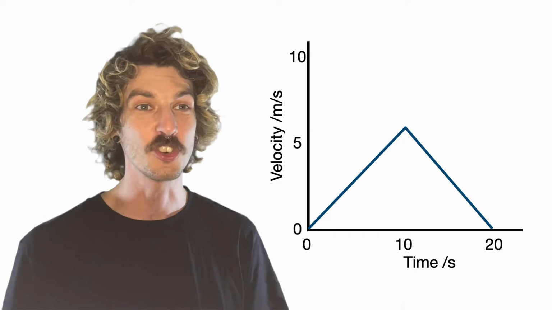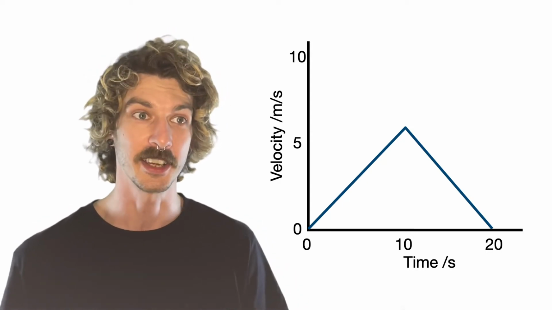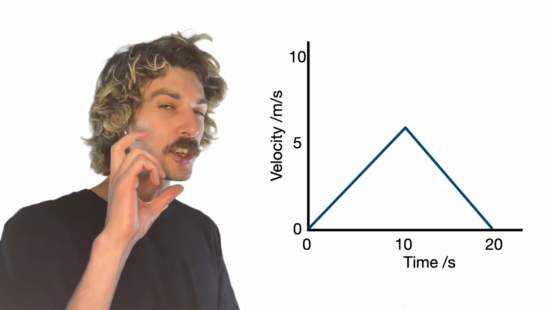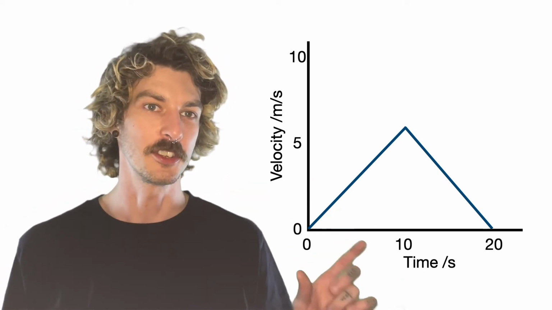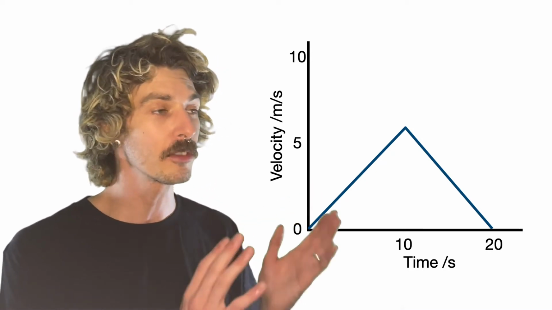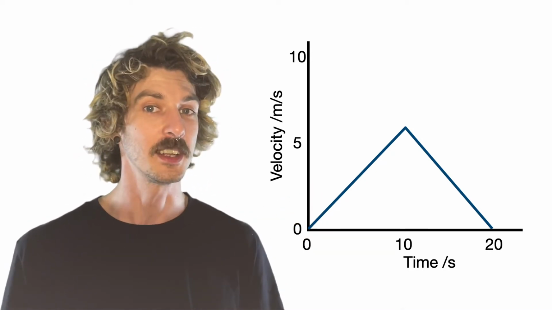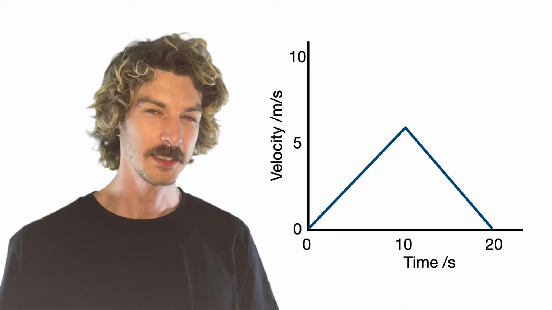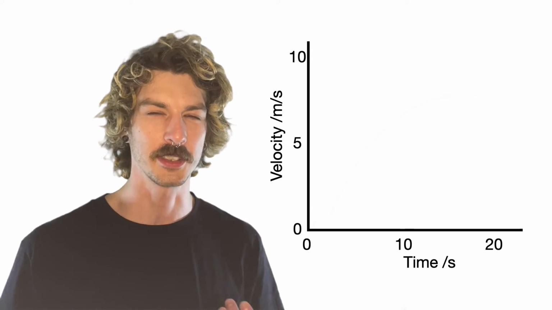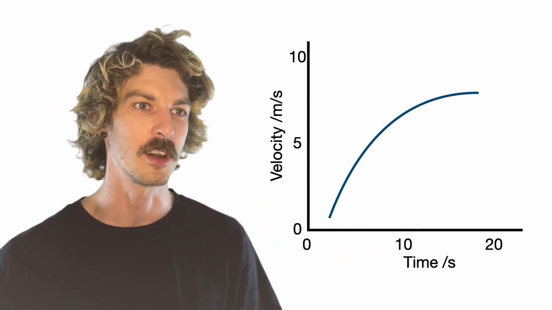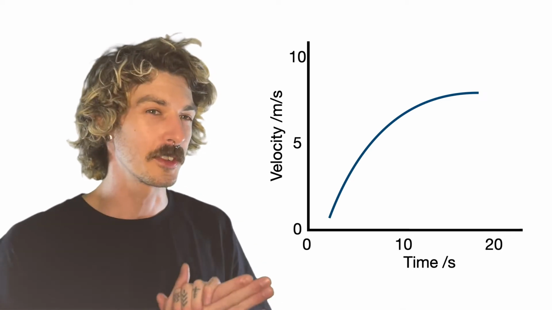Now, if we calculate the gradient of a velocity time graph by dividing the change in y values by the change in x values, we are then doing the change in velocity divided by the change in time. And that's the formula for acceleration. So when you've got a velocity time graph, the gradient is always going to tell you the acceleration of the object. This can get a little bit tricky when you're trying to describe the motion of an object with a confusing velocity time graph. Especially with graphs that aren't straight, like this one.